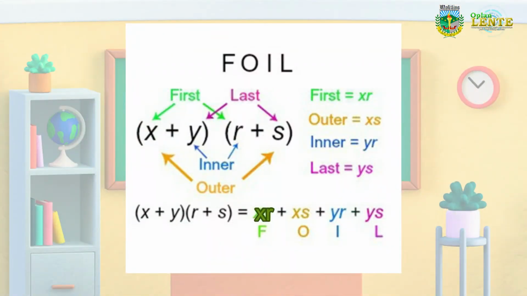The quantity of x plus y times the quantity of r plus s. For our first terms, we have x and r. Outer terms, we have x and s. For inner terms, we have y and r. And our last terms, we have y and s. So therefore, the quantity of x plus y times the quantity of r plus s is equal to xr plus xs plus yr plus ys. Using the FOIL method is another way to remember the multiplication of binomials algorithm.